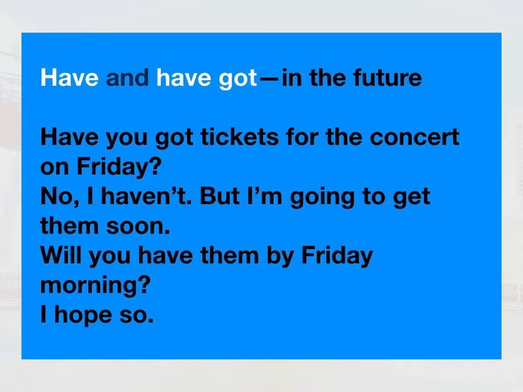Looking at using have and have got in the future. Have you got tickets for the concert on Friday? No, I haven't, but I'm going to get them soon. Will you have them by Friday morning? I hope so. Now remember that we have that difference between when we're talking about the future using will or the continuous forms, the ing forms. Whenever there's doubt, we're going to use will. In this case, we use will.